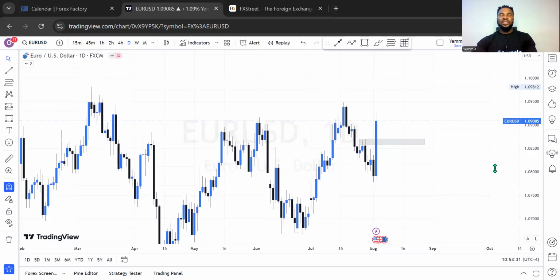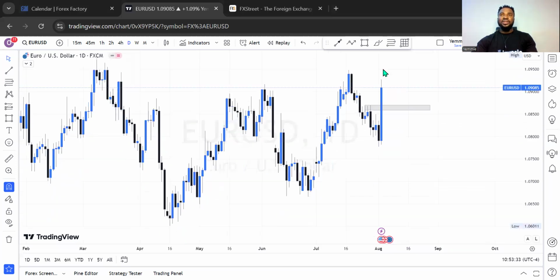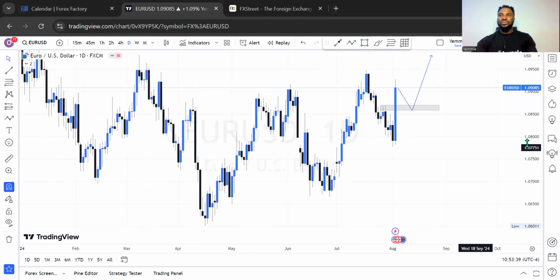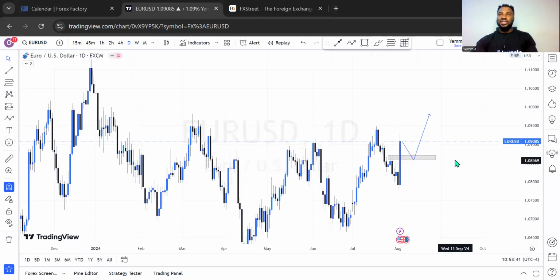Let's see how the market engineering will go for the week. Definitely, we're looking forward to see a sell before I will jump in for a buy on Euro US dollar. So the sell is very important for me to see before I will jump into a buy. So I'm not taking a buy immediately at the market open. I'll be looking forward to see the sell before I jump into this buy.